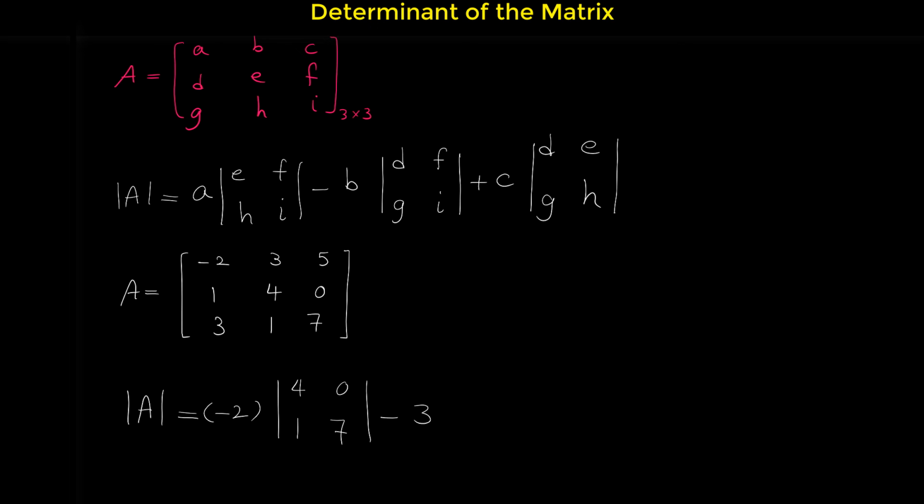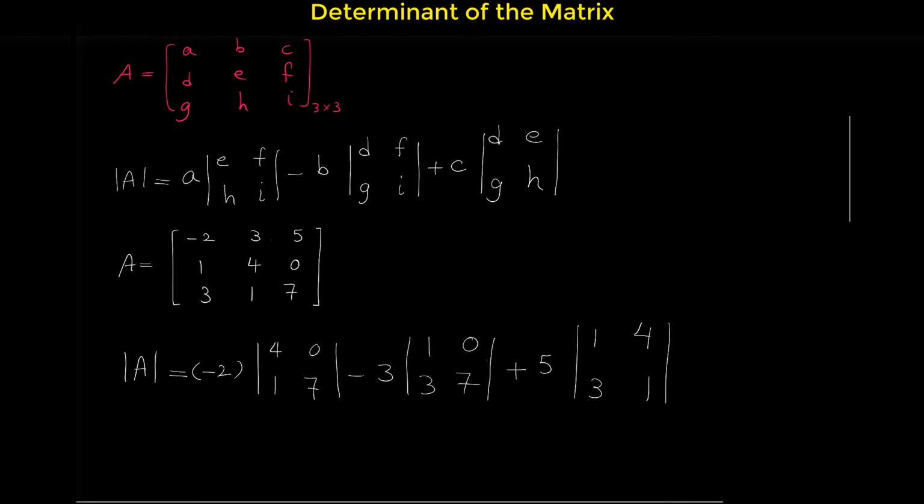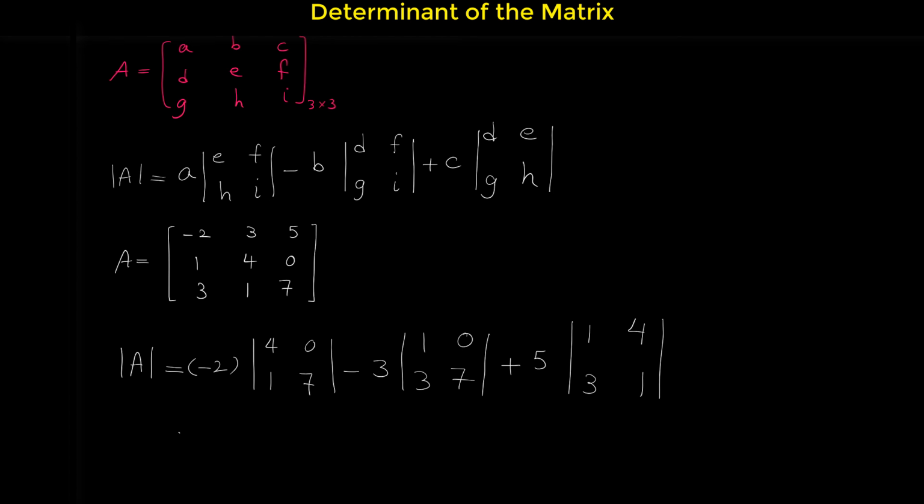Minus B, which is 3, times the determinant of deleting the row and the column of that element. What remains is 1, 0, 3, 7. And finally, plus 5 times the determinant of deleting the row and the column of 5. What remains is 5, 1, 4, 3, 1. Now let's calculate these determinants.